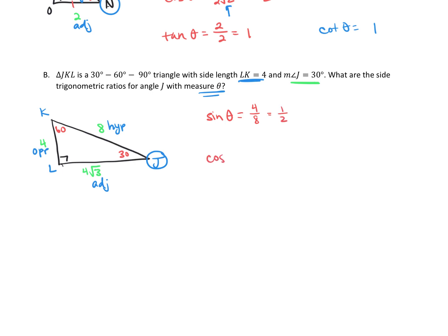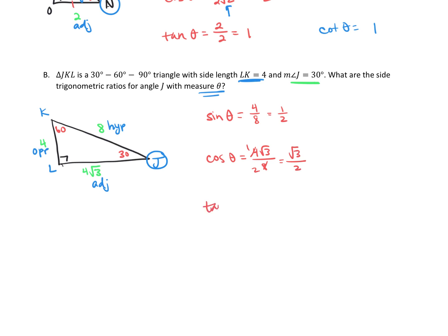We'll move on to cosine of theta is adjacent over hypotenuse. So 4 root 3 over 8. The 4 and the 8 right here will reduce. 4 over 8 reduces to 1/2. So 1/2 gives us a 1 root 3 or root 3 over 2.